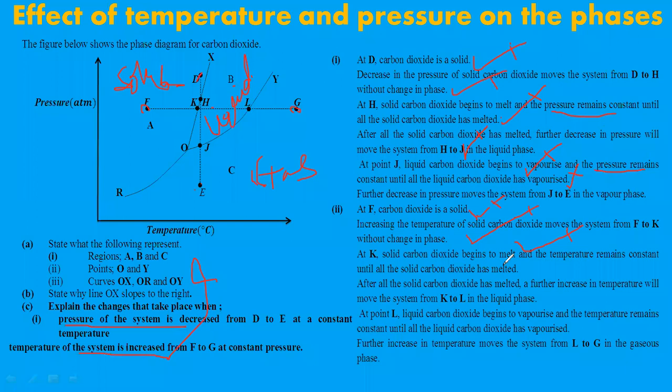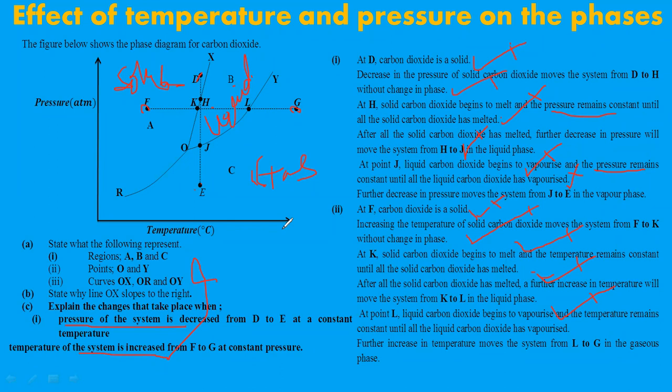Now, after all the solid carbon dioxide is molten, a further increase in temperature will move the system from K to L in the liquid phase. At L, liquid carbon dioxide begins to vaporize and temperature remains constant until all the liquid carbon dioxide has vaporized. Further increase in temperature will move the system from L to G in the gaseous phase. Are we together, members? Yes, teacher.